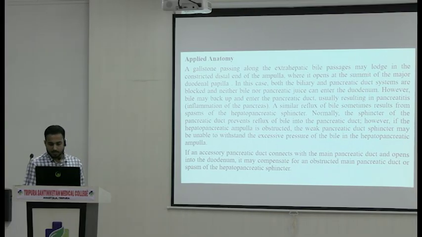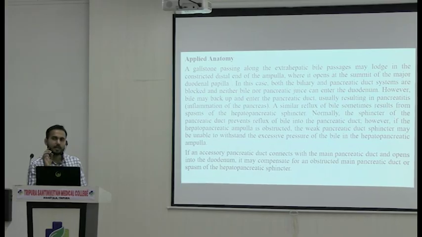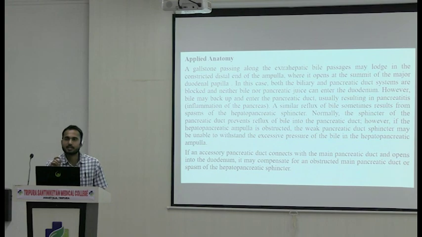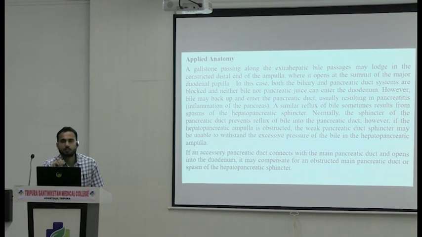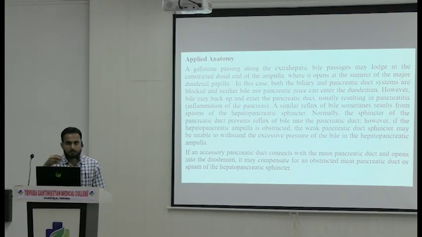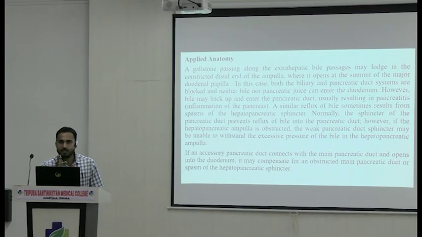Next, lastly, the applied anatomy of the pancreas. Do you remember the gallstone, or the stone of the gallbladder, which can obstruct the biliary system, the extrahepatic biliary system that we have studied? Now, when the gallstone is obstructing the terminal part of the common bile duct, at that time what happens? The bile is unable to flow into the second part of the duodenum. In that case, the bile can go back into the pancreatic duct.